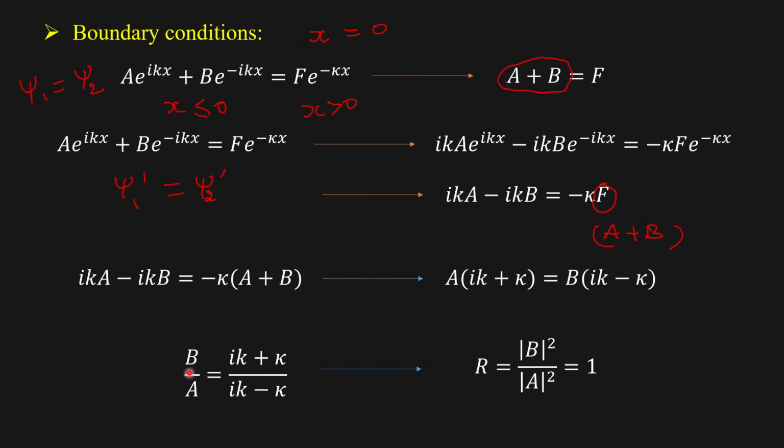So P over A is equal to (ik plus kappa) over (ik minus kappa). If we take the modulus square, reflectivity is the modulus square of P over the modulus square of A. If we take the modulus square, both of them will be equal and it will get cancelled. So this will become 1. So we have seen the reflectivity is equal to 1.